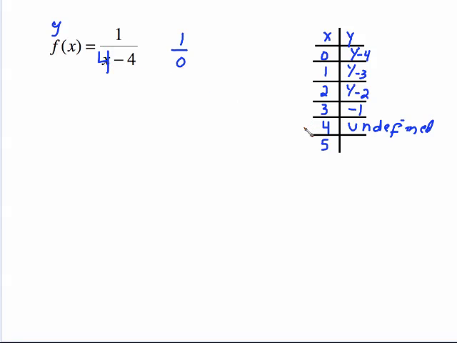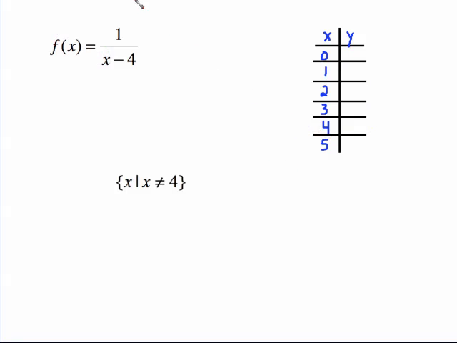We can't have that. If I continue with this chart, if I put 5 in here, 5 minus 4 is 1, 1 over 1 is 1, so I'm back to having a reasonable value. All other numbers that I would plug into this t-chart are going to give me decent values for y. Here's my only problem. That's the number that's going to have to be thrown out. So we write our domain in set builder notation: all x such that x does not equal 4. So all other numbers for the domain are just fine. It's just that this number for x has to be thrown out.